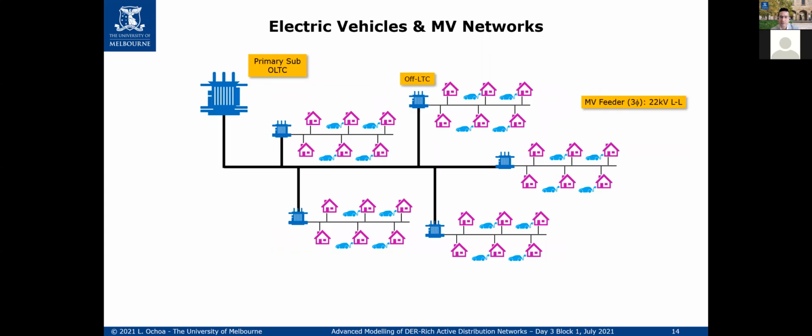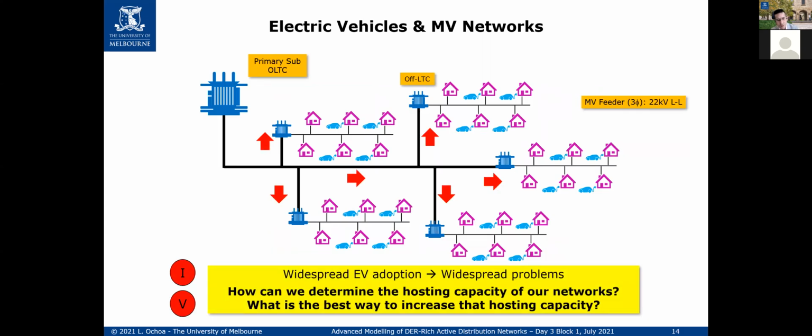Now, what is the challenge for medium voltage networks? Same thing, because there is more demand, we're going to have problems as well, thermal and voltage problems. And then the same question comes back. How can we determine the hosting capacity of our networks, and what is the best way to increase that hosting capacity?